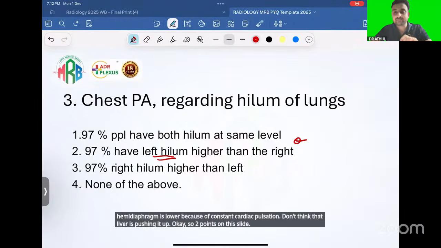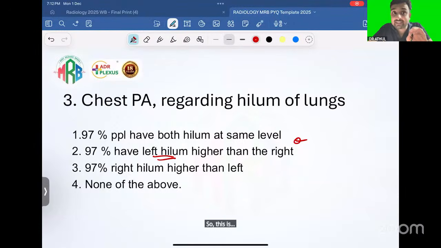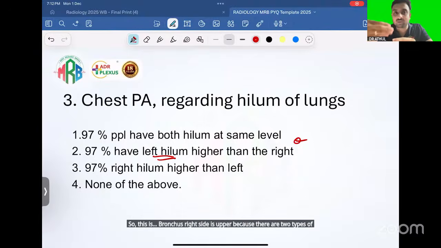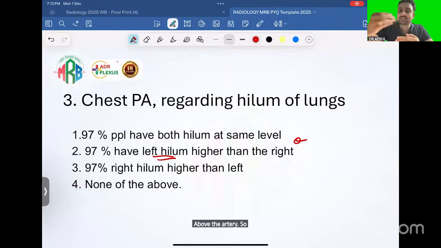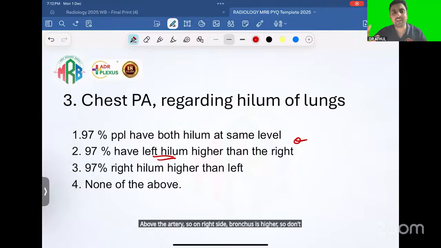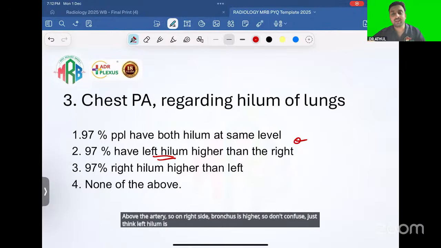So this is the bronchus. On the right side it is upper, because there are two subdivisions of bronchus on the right side. That is the epiarterial bronchus. Epiarterial means above the artery. So on the right side, the bronchus is higher. So don't confuse, just think left hilum is above. Okay, I think you got the concept.